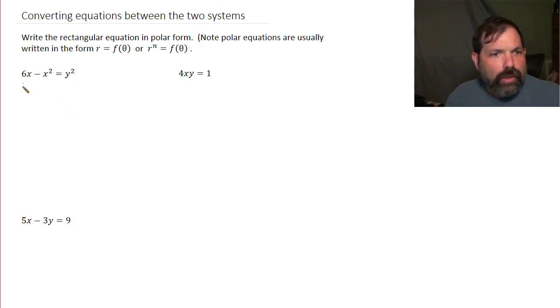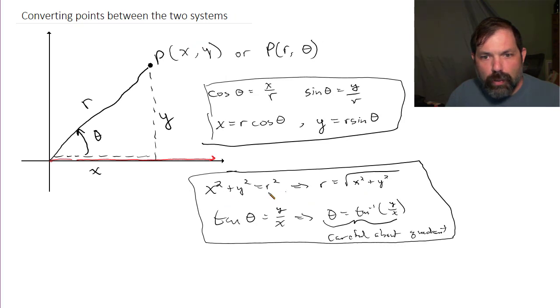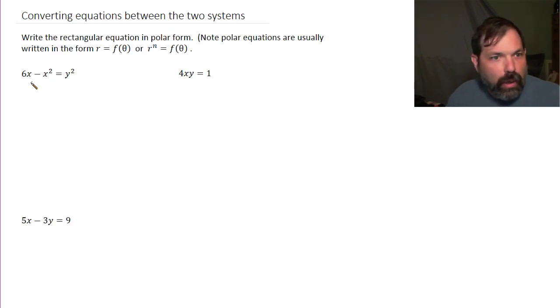All right, so here we have the equation 6x minus x squared is equal to y squared. And so I know that there's something with x squares and y squares. And so if we go back to this slide, I know that r is equal to the square root of x squared plus y squared, or x squared plus y squared equals r squared. Let's use that fact. Let's see if we can use that. So now I can move this x squared over. So then 6x is equal to x squared plus y squared.